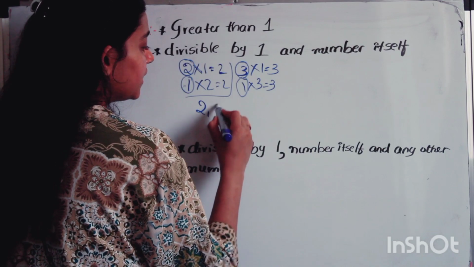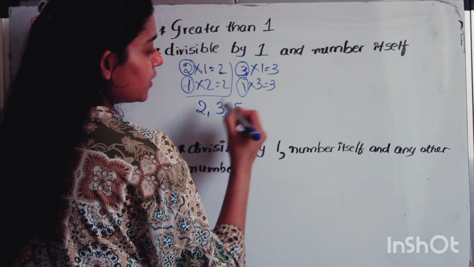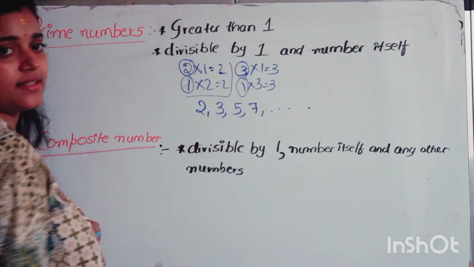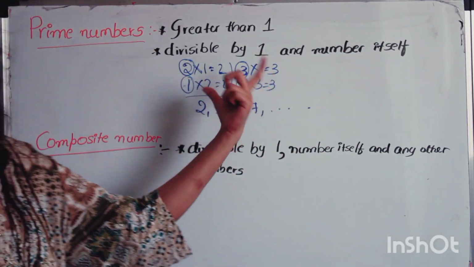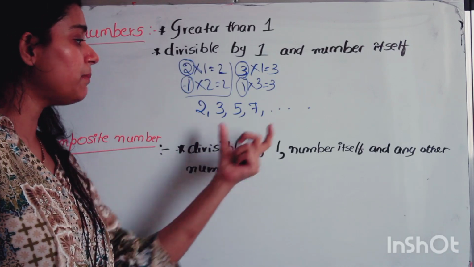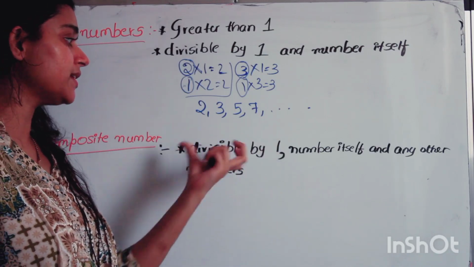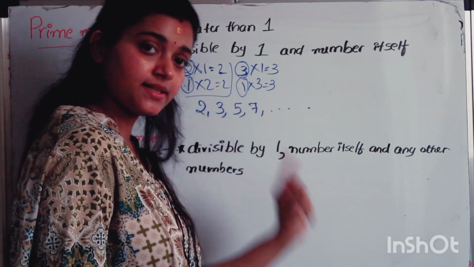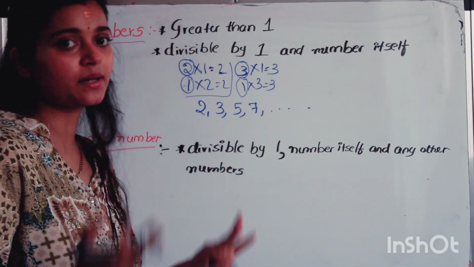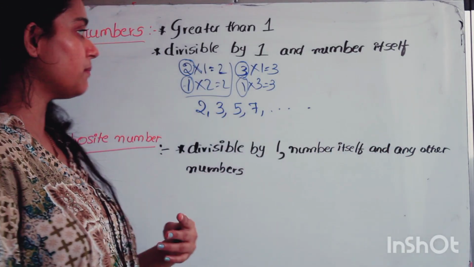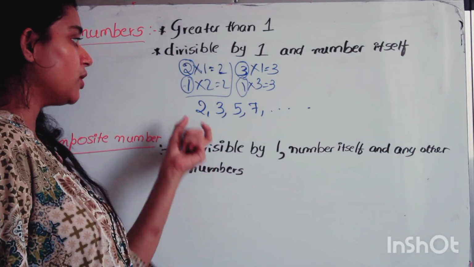So 2, 3, 5, 7 and so on are prime numbers. Now, composite numbers. A composite number is divisible by 1, the number itself, and any other number. There is another option: it is divisible by some other number. So this is a composite number.